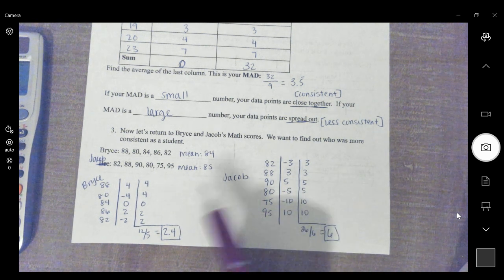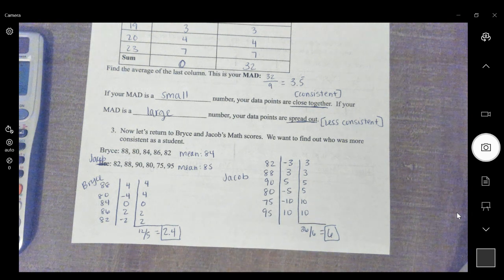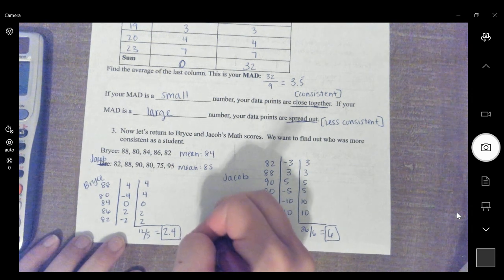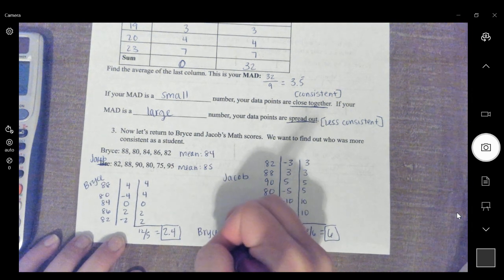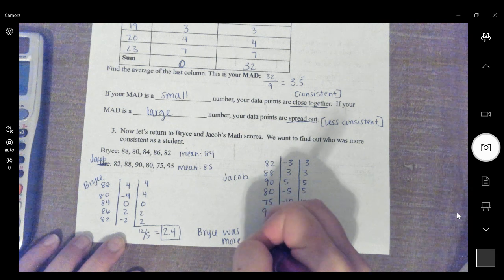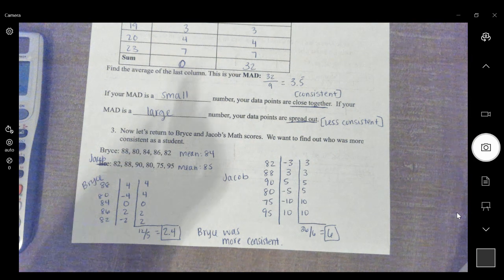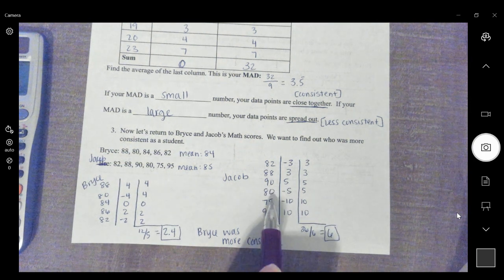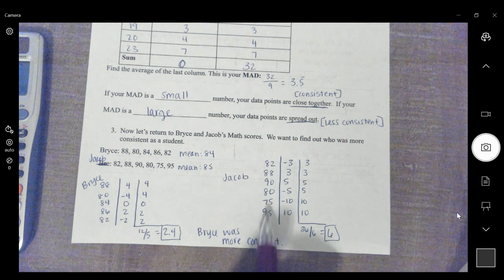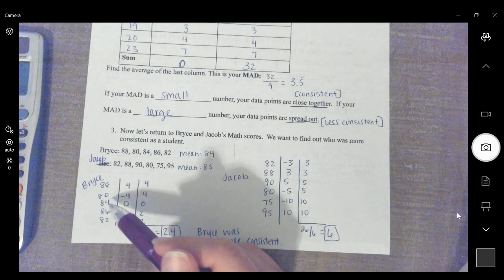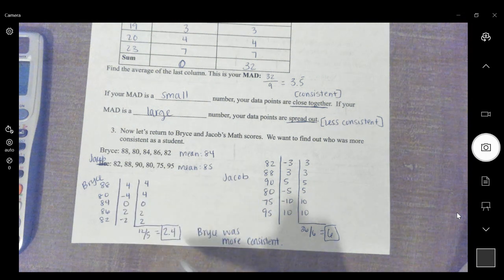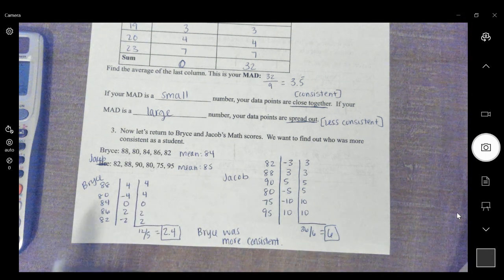So if we want to figure out who was more consistent, we want to figure out whose mean absolute deviation was smaller. So Bryce was more consistent because his numbers are closer to the mean on average. That means they're clustered around that mean, where Jacob was more spread out. And you can see from his data points, he's got 75s and 95s. So that's more of a spread than Bryce over here, who's between 80 and 88 the whole time. So make sure your answers make sense, but they should match what the data looks like.